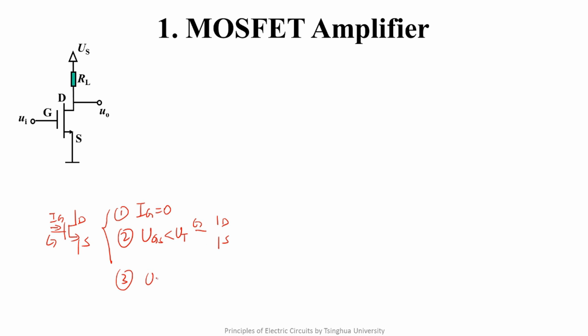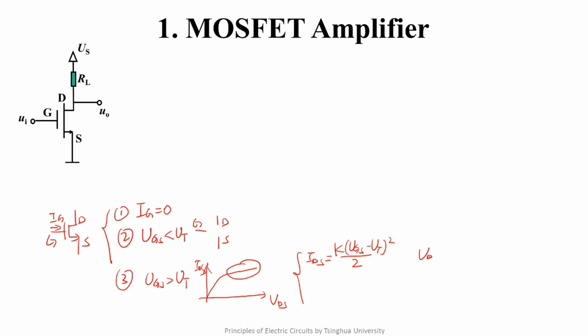Thirdly, it's conducted between DNS after UGS is greater than UT, which can be seen as a two-terminal element. The characteristics of the port voltage and current are like this. This part can be seen as a voltage-controlled current source, that is, you can find from the figure that the condition of meeting the VCCS is that UDS is relatively large.